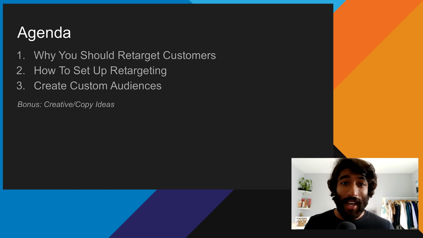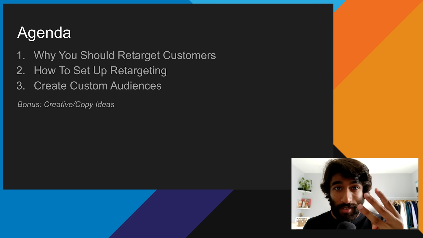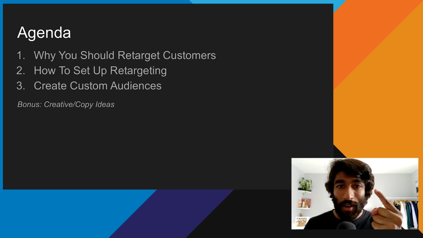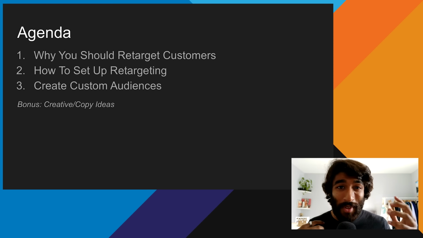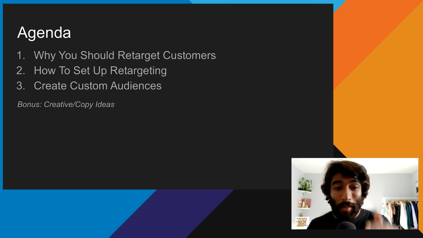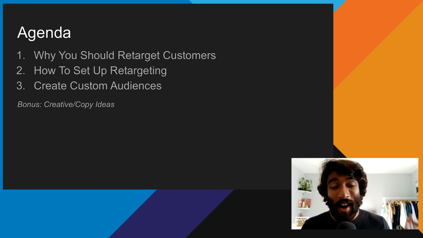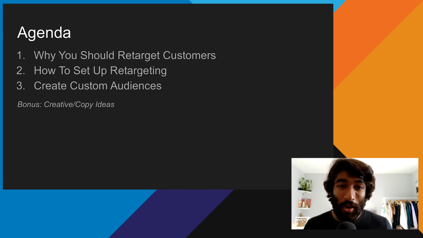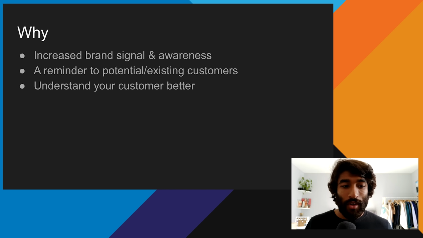The agenda for today is going to cover three things. First, we're going to talk about why you should retarget your customers. Second, we're going to talk about how to set up retargeting campaigns. This is from the initial setup, from installing a pixel all the way to executing a campaign. And then third, we're going to talk about how to create custom audiences. This is what your retargeting ad set ends up being. And from that, we'll throw in a bonus of creative and copy ideas that you can use while you create your retargeting campaigns.